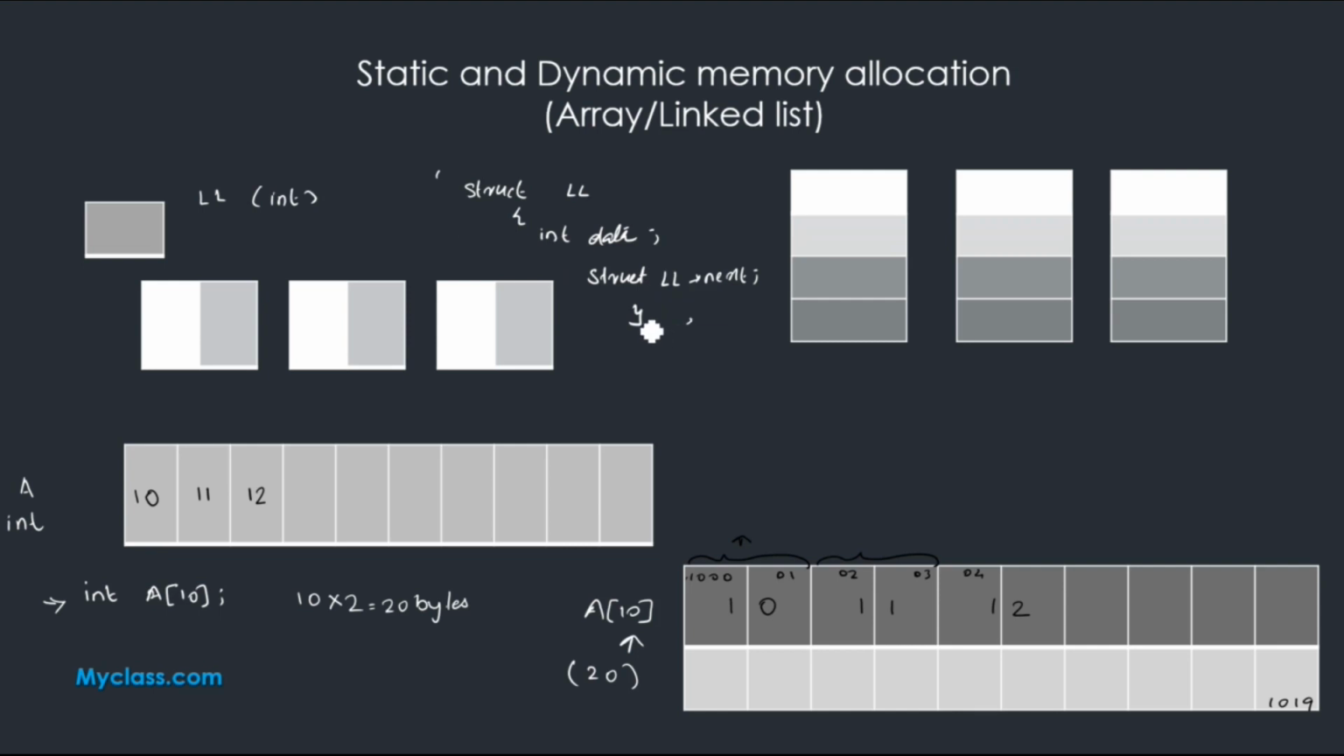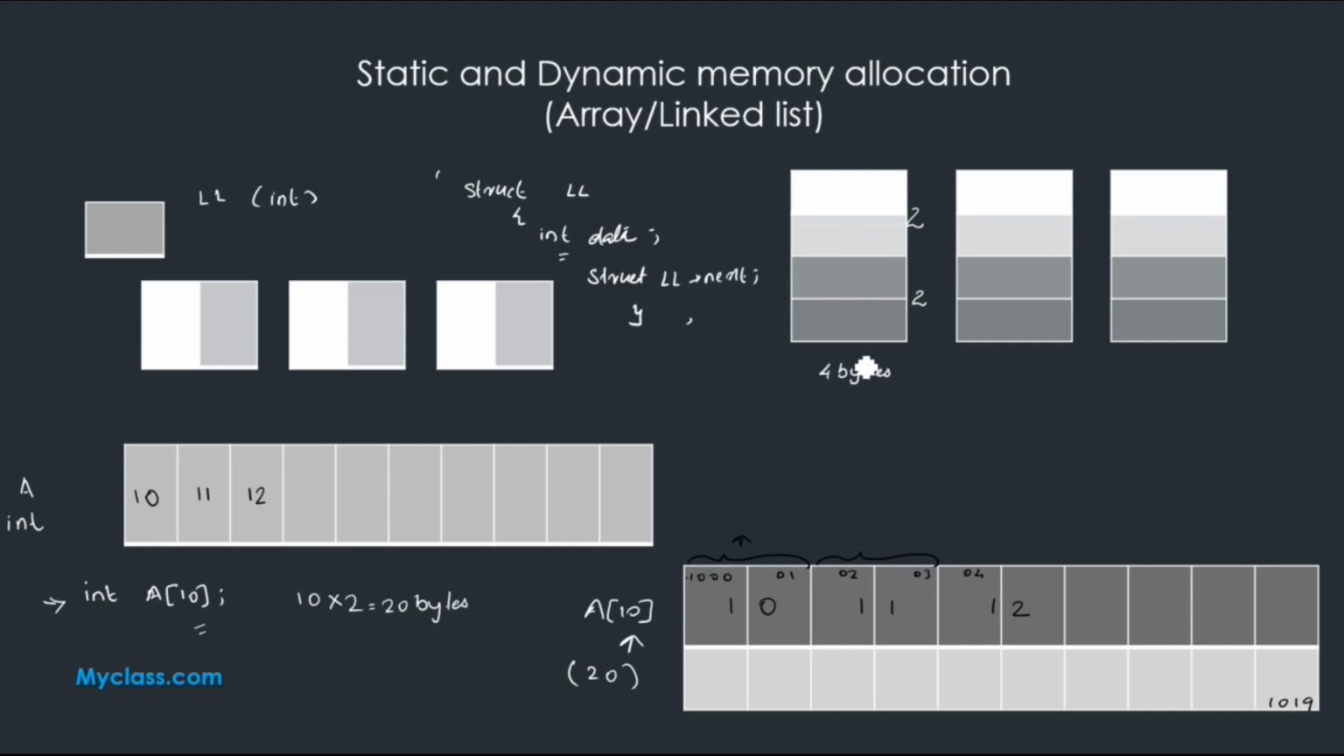After executing this statement, we want a data part and the link part. It is an integer data part, so we want 2 bytes for saving the integer data and another 2 bytes to save the link of the next node. So a total of 4 bytes is needed to store the details of one node of the linked list. For the array, we want 20 bytes of consecutive, contiguous memory for a[10]. But for a linked list, for one node, we need these 4 bytes continuously.